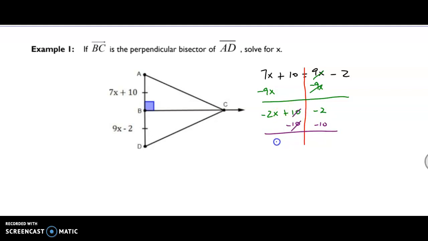These cancel out. Then we have negative 2x is equal to negative 12. And then we're going to divide by negative 2. And so x is equal to positive 6. Now, if you want to make sure that it actually works, when you substitute in 6 for x, they should be the same amount. And so here, this ends up being, I think, 52, and this one also ends up being 52. And so we know that's correct, okay?